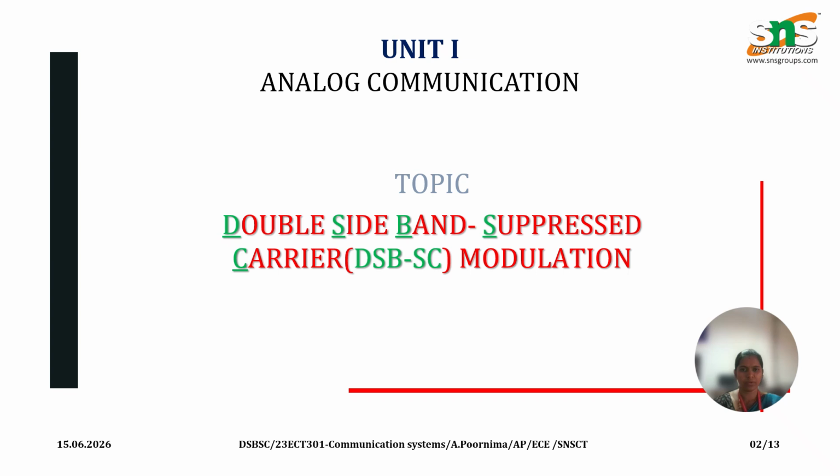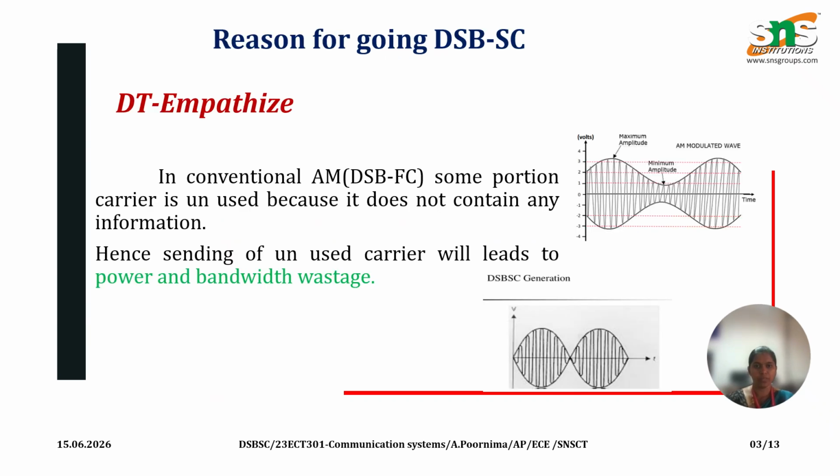And today we are going to discuss the topic Double Sideband Suppressed Carrier, that is DSBSC modulation. What's the reason for going to DSBSC instead of the conventional AM method? In the conventional AM method, we have an unused portion of the carrier. This lowers the power efficiency of the AM modulation technique. So that's the reason we are choosing DSBSC. In DSBSC, the carrier is suppressed.